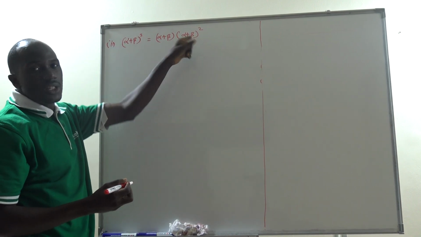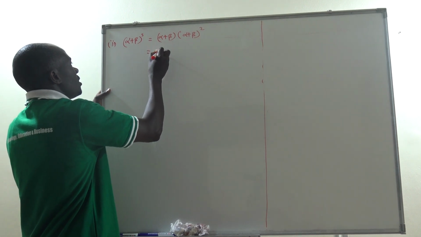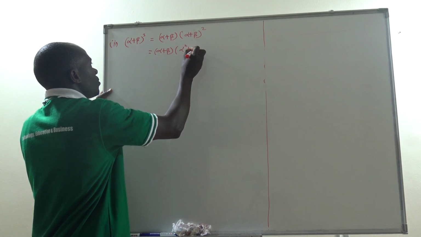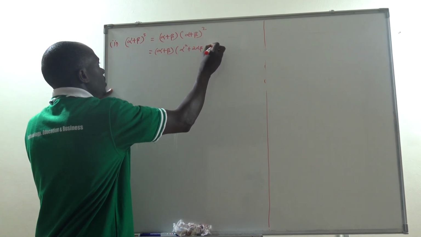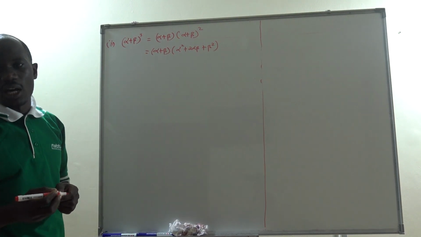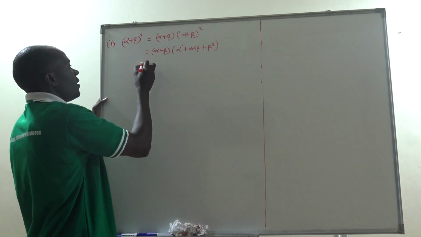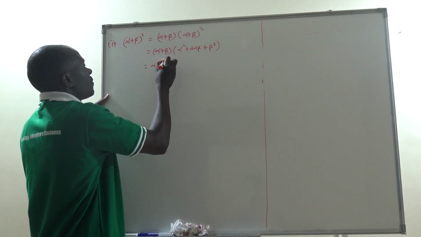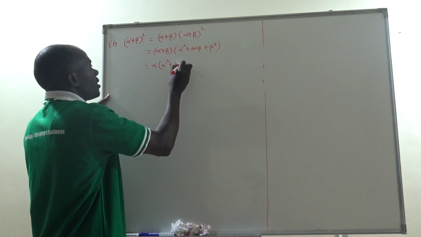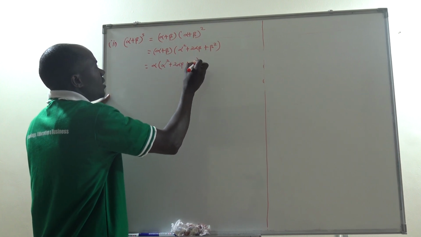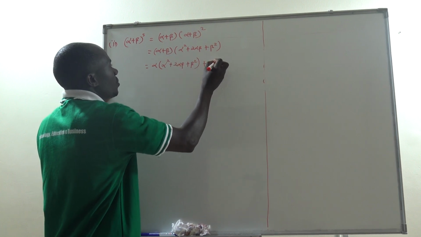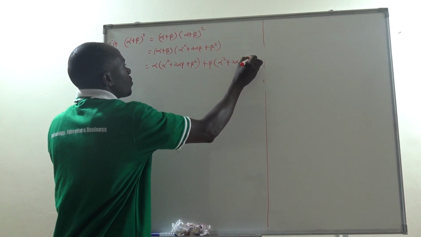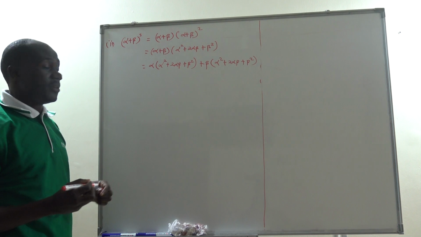So when we expanded this, we came out with alpha plus beta into alpha squared plus 2 alpha beta plus beta squared. So can we try to use our layman's understanding? We are going to say alpha into the second bracket, as it is containing alpha squared plus 2 alpha beta plus beta squared, then plus beta into alpha squared plus 2 alpha beta plus beta squared. So let's try to open the brackets.